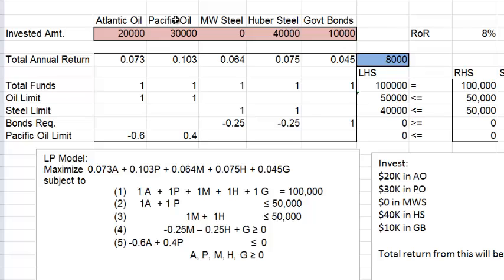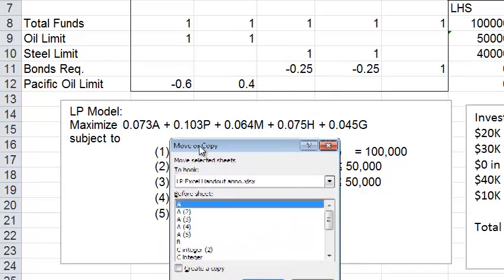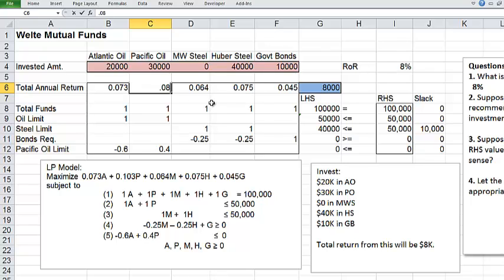But because Pacific Oil was more risky, there was a constraint that said Pacific Oil's amount could be no more than 60% of the amount invested in the oil companies. And that's why here you could see the total amount in the oil industry is 50,000, and out of that, 30,000 was invested there because that's exactly 60%. Now, to answer the question, what happens if Pacific Oil's rate of return is 8%? All we have to do is change the number here and then run solver again. Again, to keep things organized, I'm going to make a copy of this before I make that change. And here, on the copy, I'm going to make the change to 8% and then run solver.